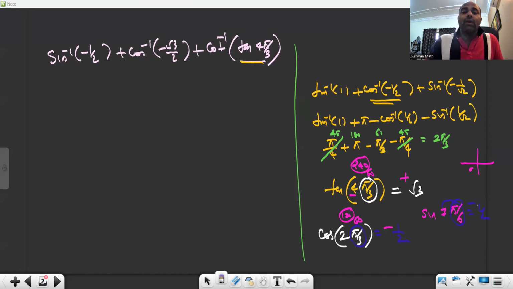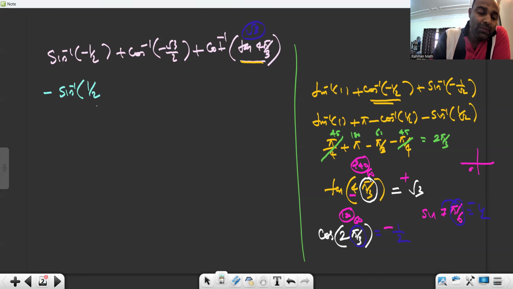Okay, let us start this one. So I already told you this will be root 3. Tan 4 pi by 3 is root 3. Now, minus sine inverse 1 by 2. Here cos inverse is there. I already told you cos inverse of a negative, pi minus will come.